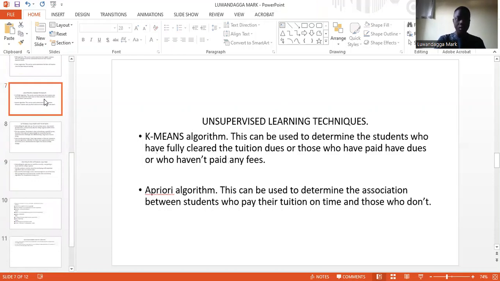In the unsupervised learning techniques I would use to solve my artificial intelligence problem would be the K-means algorithm. This is because it can be used to determine the students who have fully cleared the tuition dues, or those who have paid half dues, or who haven't paid any fees. Then the Apriori algorithm can be used to determine the association between students who pay their tuition on time and those who don't. I think those ones are self-explanatory.